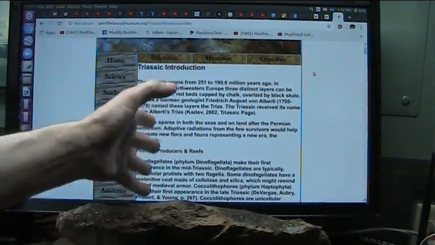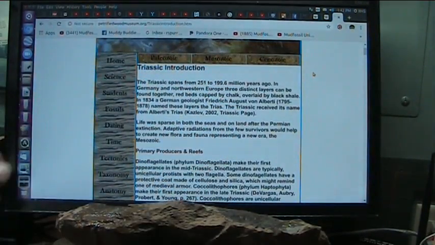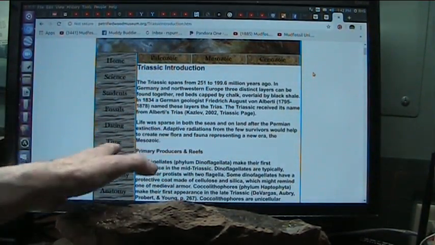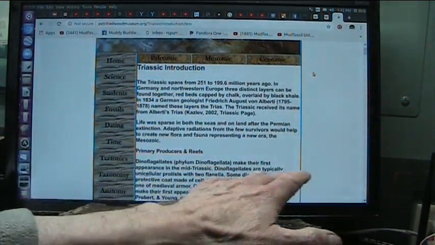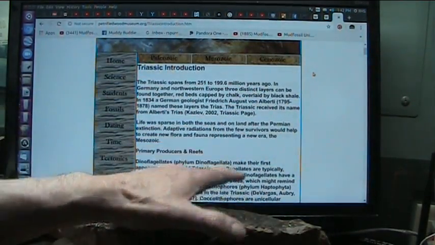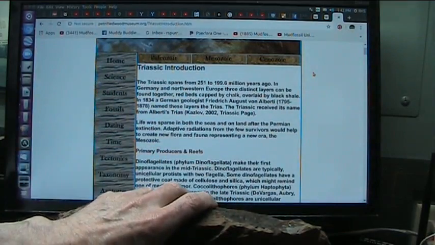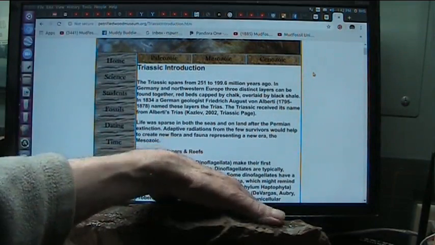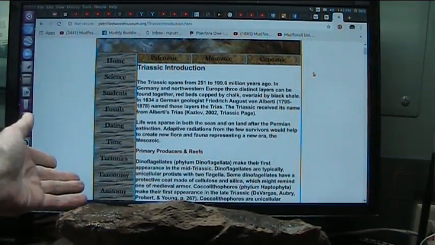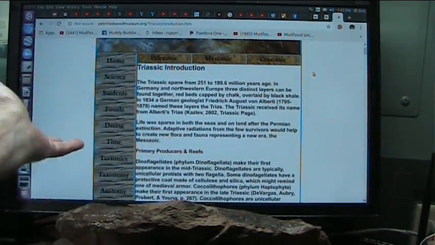Triassic spans 250 to about 200 million years ago. In Germany, northwestern Europe, three distinct layers can be found together. Red beds capped by chalk, overlaid by black shale, which is exactly what we're going to see below here. Now, and that's in Europe, but it was here as well. Now, at that point, they're saying that there was no life on Earth primarily.